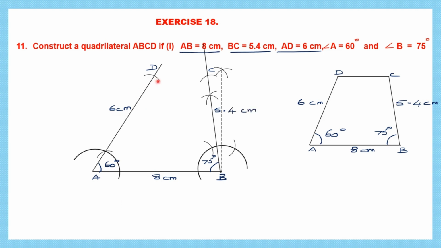Now we just have to join D and C, the point of intersection that we see there. Join D and C. So we have this line CD. So now we have our quadrilateral ABCD.